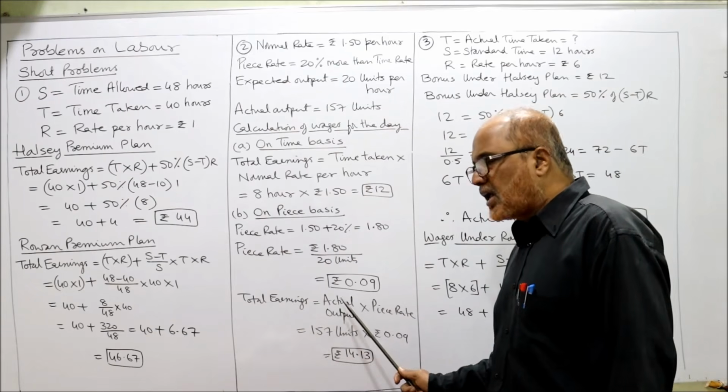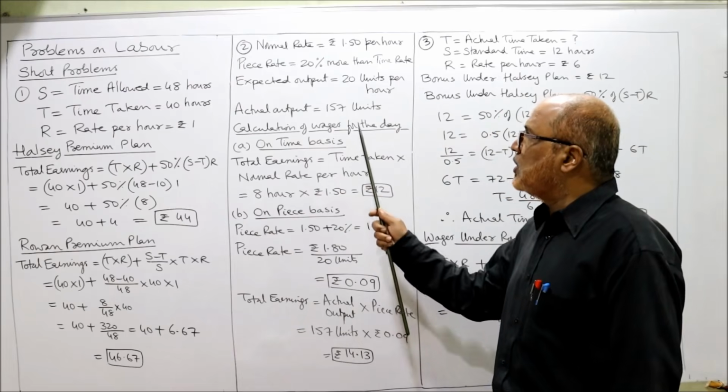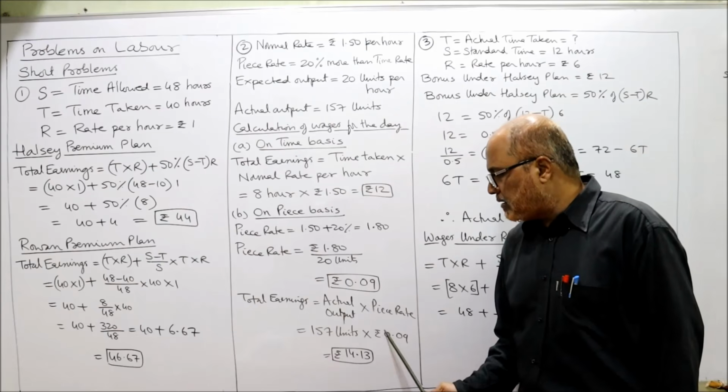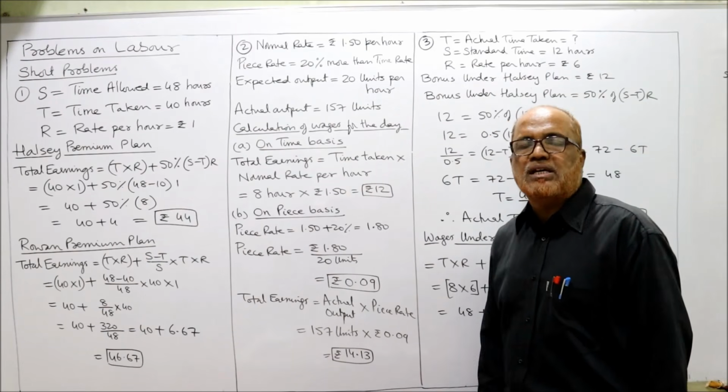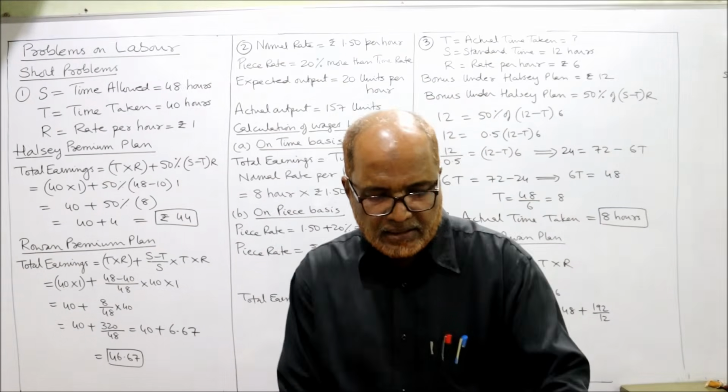So total earnings are actual output into piece rate. Actual output he has produced 157 units and piece rate is 0.09. So 14.13 is the total wages according to piece rate. Now the next third question.